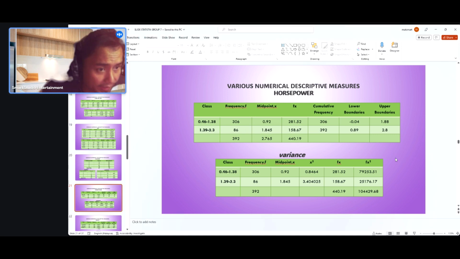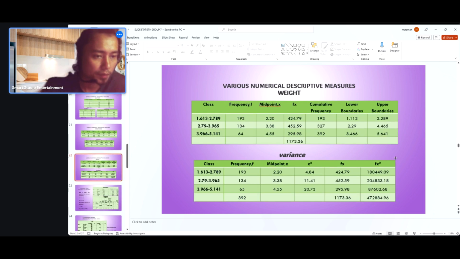The variance of the horsepower, have a class. You get the frequency as F, midpoint X, X2, FX, and FX2. For various numerical descriptive measures for weight, you can look at the table of data for weights and variance under the weight table.